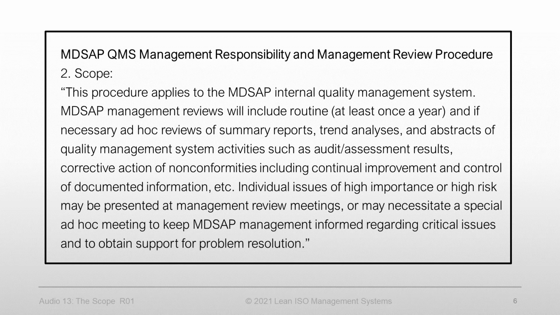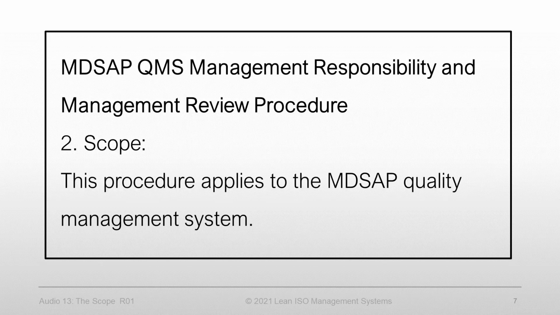Earlier, we determined that the scope is only to define whom a procedure is for. It is not to elaborate on how the process works, or how often to do what. The procedure steps address all of these details. Remembering that, our new scope may look like this: this procedure applies to the AMDSAP quality management system. Period. Since I do not understand why the procedure referred to the internal quality management system, I just dropped the word internal, as we would not write a procedure for an external management system.